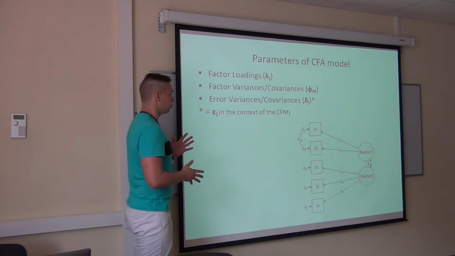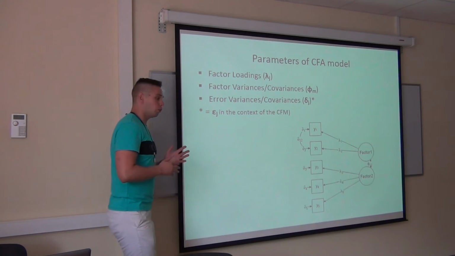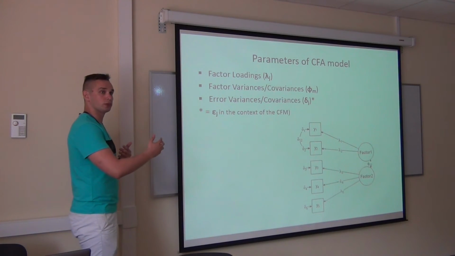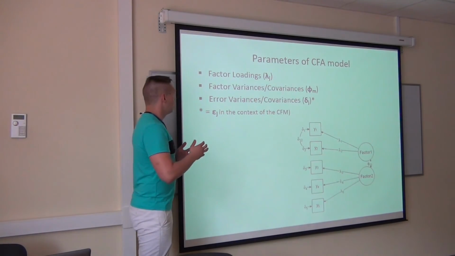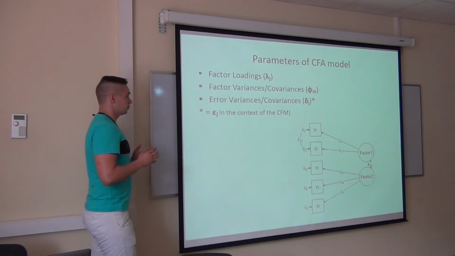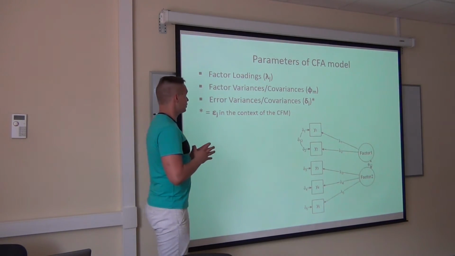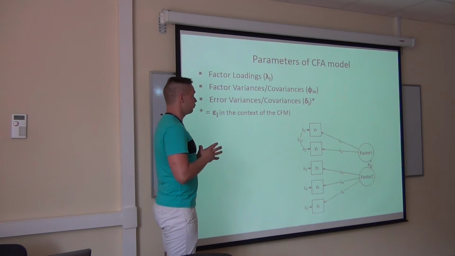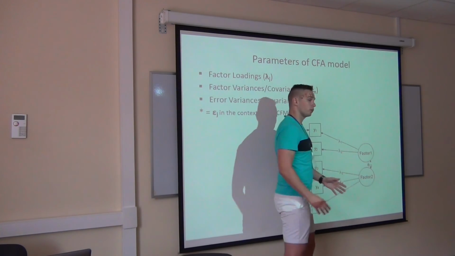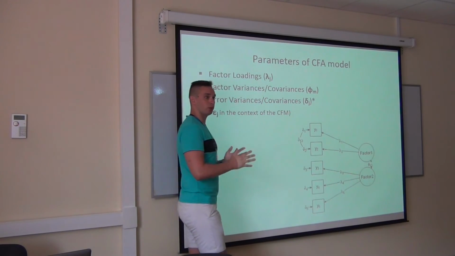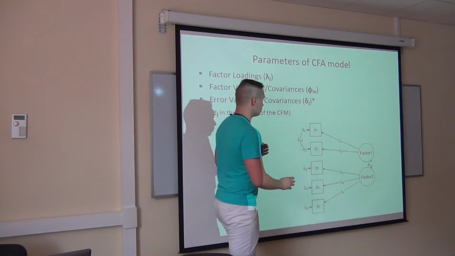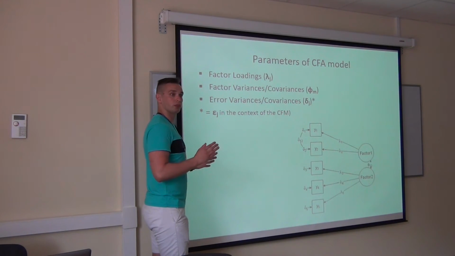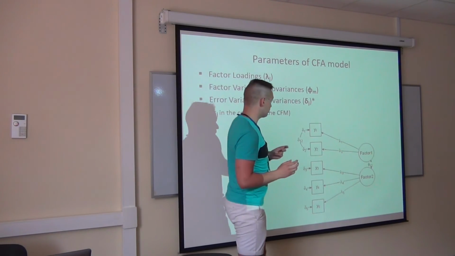It is a correlation coefficient which expresses the strength of relationships between the latent variable and observed indicators. Another key parameter is factor variances and covariances. Latent variables also can correlate with each other. And these parameters are denoted by the Greek letter phi.